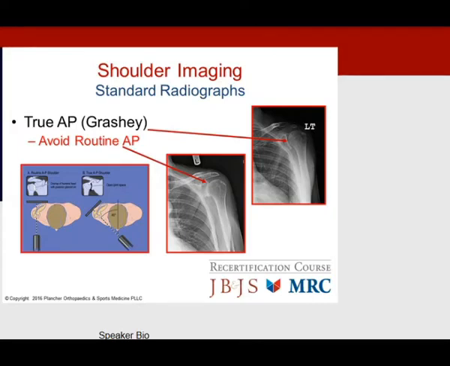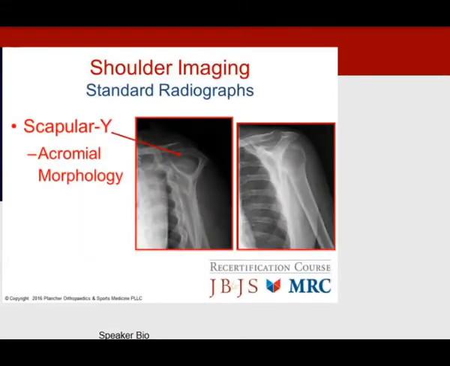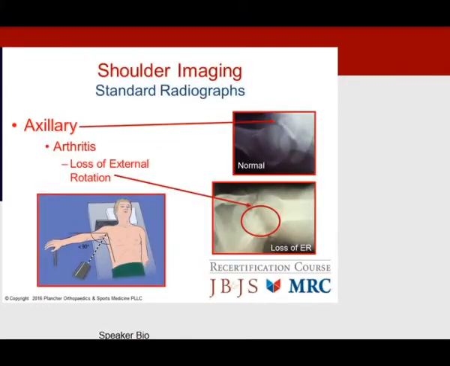Rather, try to get the true AP or the Grashy view so you're not misled to think that there's glenohumeral arthritis, but rather the glenohumeral joint is open. A scapular Y is important to detect the acromial morphology, as we talked about for a type 1, type 2, and type 3. It's essential to get an axillary view, and here you can see in the bottom right the loss of external rotation the patient would signify by having a bone-on-bone relationship seen in the axillary view.